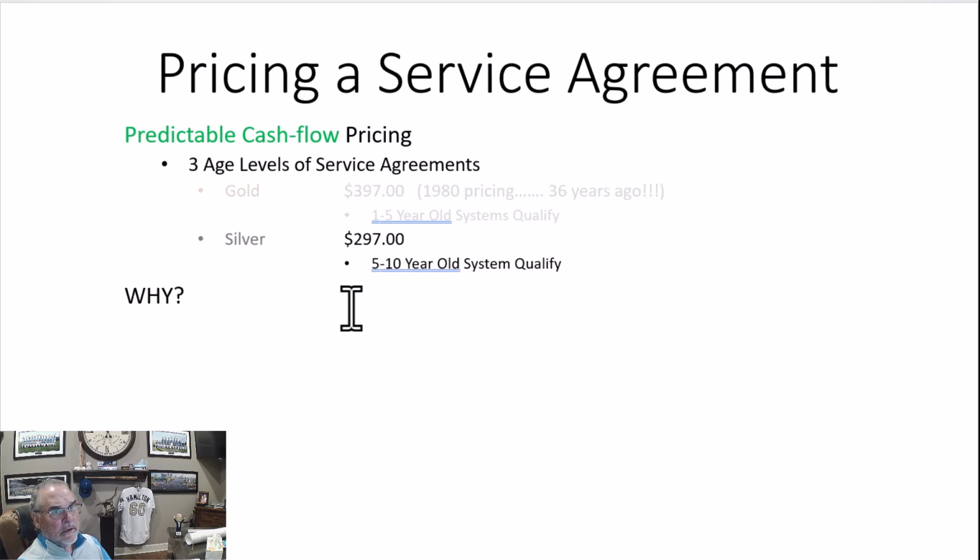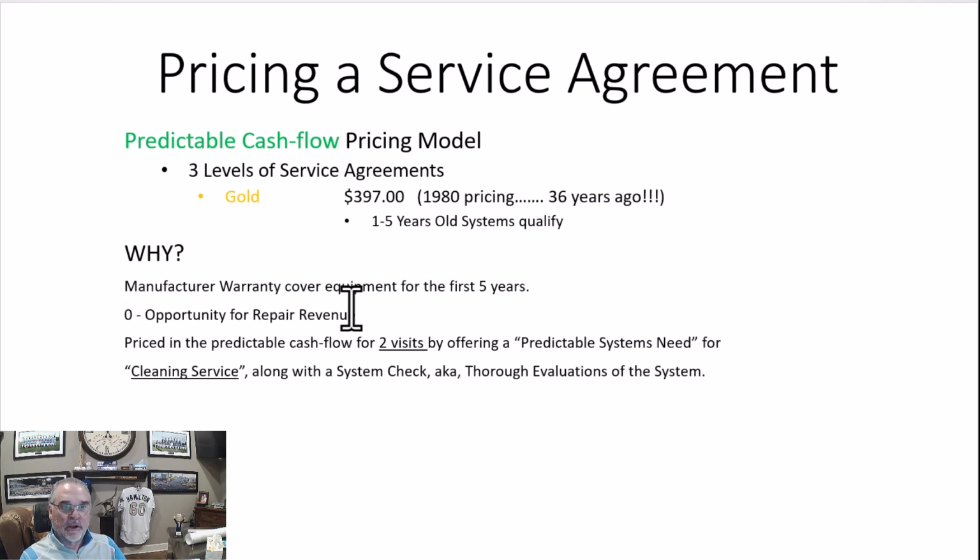Silver was $279. That's for the 5 to 10-year-old system. Understand, this is a history lesson. Manufacturers covered the equipment for the first 5 years. People went in and did their system checks, but they didn't really clean the system because they didn't really care, because the manufacturer was going to pay the price anyway.